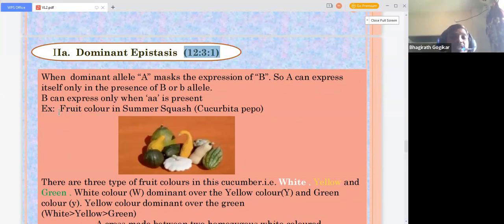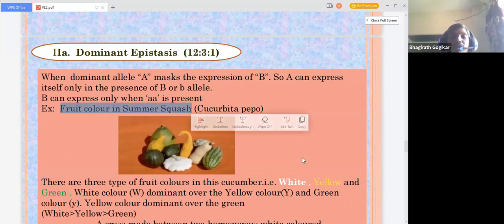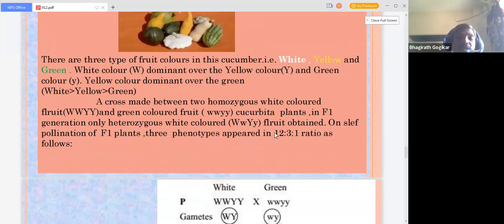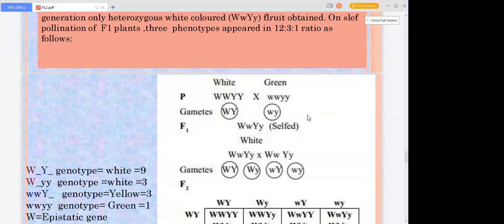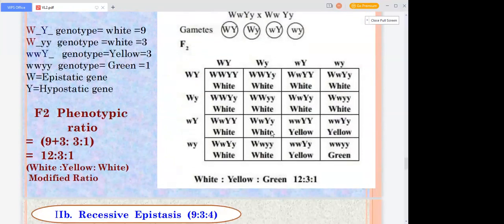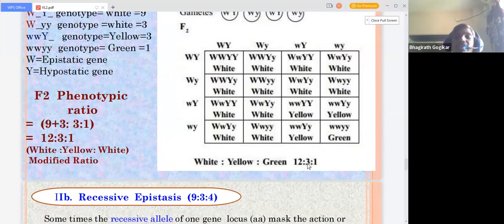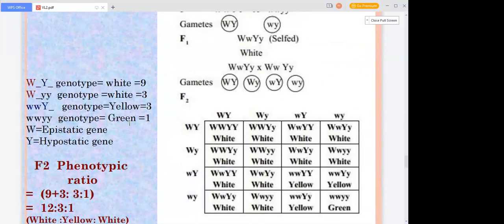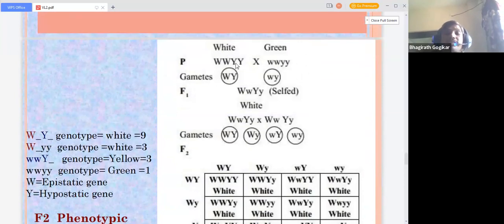So here the example is fruit color in summer squash. You know very well, in the Cucurbitaceae family, pepo is the fruit. The fruit color comes in different types. See here, white and green. We are getting this type of color, yellow, white, green, in a 12:3:1 ratio. See here. So when white and green colored fruit summer squash plants are crossed, we are getting F1 plants with white. Why? Because white is dominant.